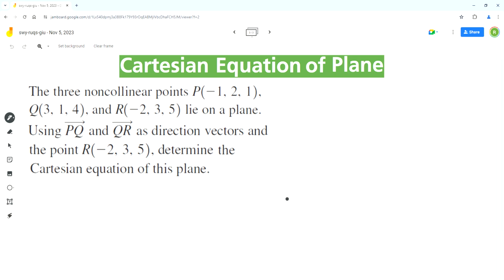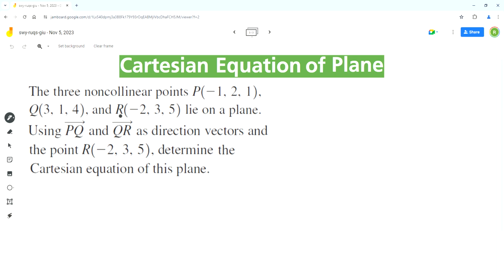So in this video, we'll solve this problem using the concepts of the Cartesian equation of a plane. As per the problem, the three non-collinear points P, Q and R lie on a plane. Using vector PQ and vector QR as direction vectors and point R, determine the Cartesian equation of this plane. So we have to find the Cartesian equation of the plane on which these three non-collinear points lie.